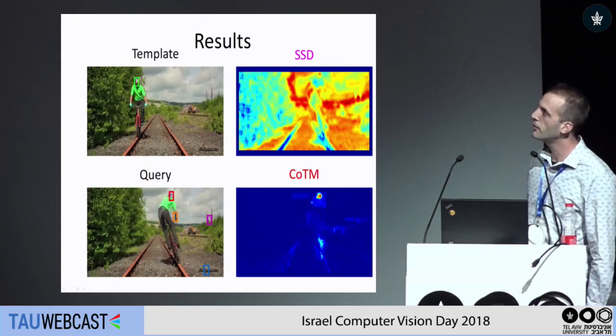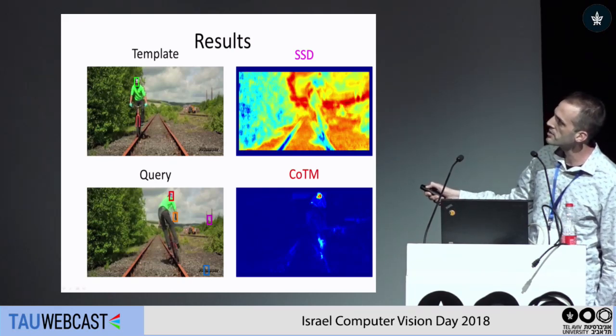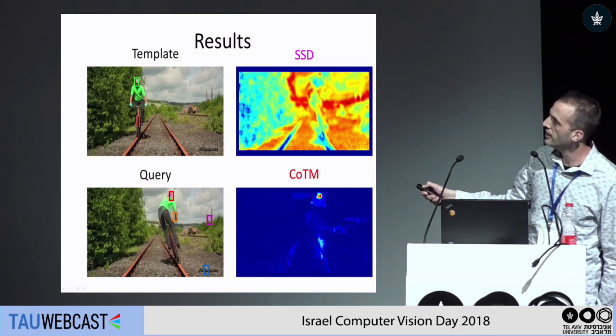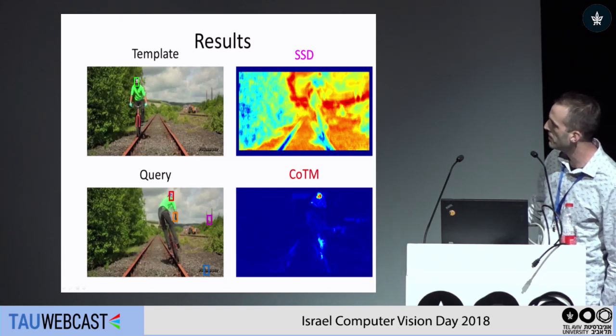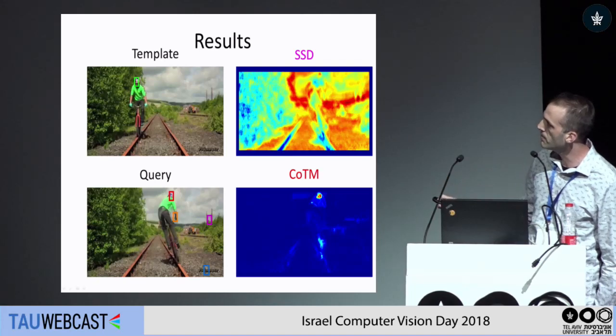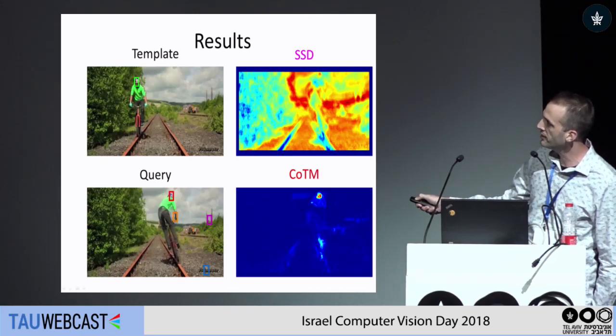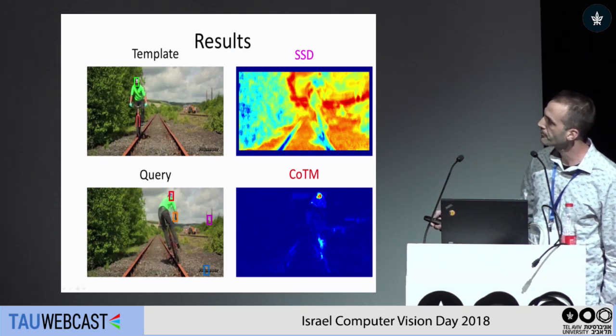Here are some example results of our method. So that's the image the template was taken from. The template here is marked by the green rectangle. That's the query image. That's co-occurrence template matching's heat map. And this is SSD's heat map. Now you can see that we managed to find the right template where SSD failed.